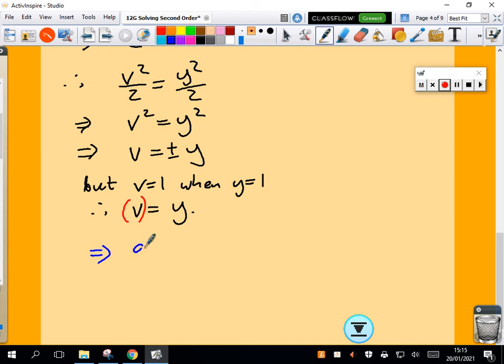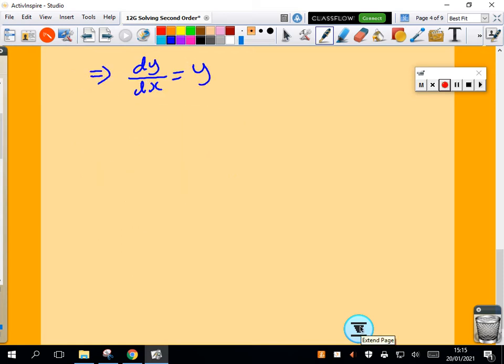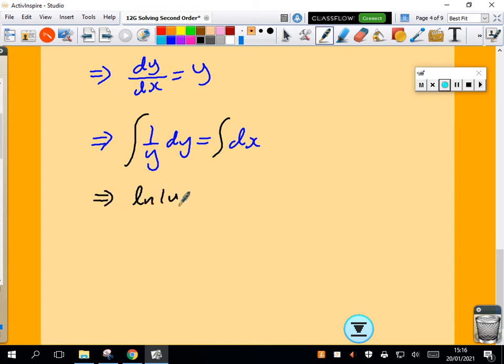So v is the same as dy/dx. So now I have dy/dx is equal to y, and I'm going to solve this equation. Solving dy/dx is equal to y, dividing on both sides by y: 1 over y dy is equal to dx. Taking the antiderivative on both sides gives me the natural log of the absolute value of y is equal to x plus c.